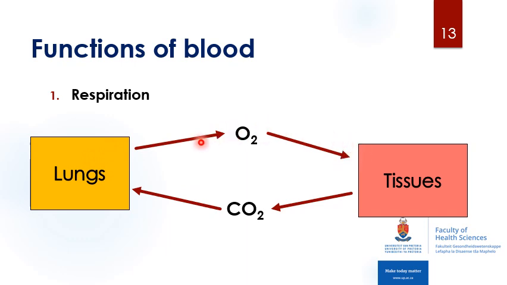So your oxygen is carried in your blood from your lungs to your tissues, and in your tissues your oxygen is used to make energy. And then the waste product of that energy production is carbon dioxide. And this carbon dioxide has to be transported back from the tissues to your lungs to be excreted from the body.